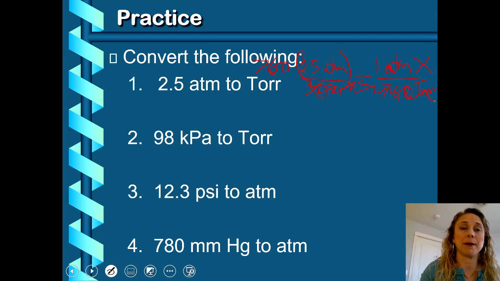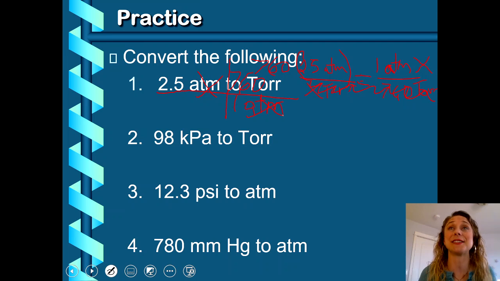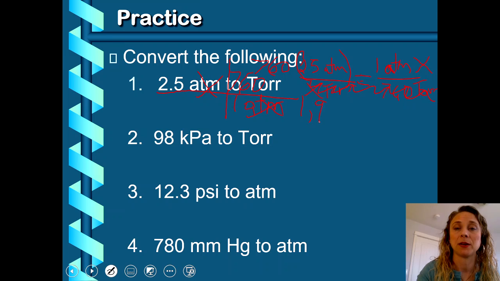The other way you could do it is by doing unit analysis and saying, I'm going to multiply by my conversion factor, which is 760 torr is to 1 ATM. So I'm going to cross units out. ATMs on top and bottom cross out. So you get 2.5 times 760. It's the same calculation. What do I get? 1900 torr. It should be a big number, right?